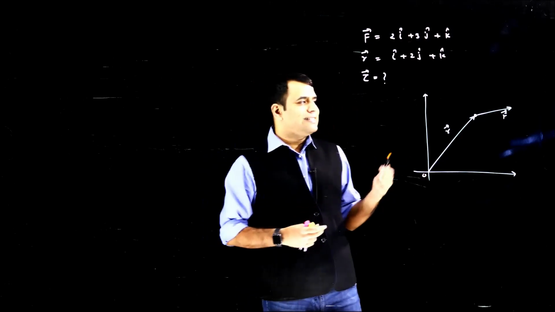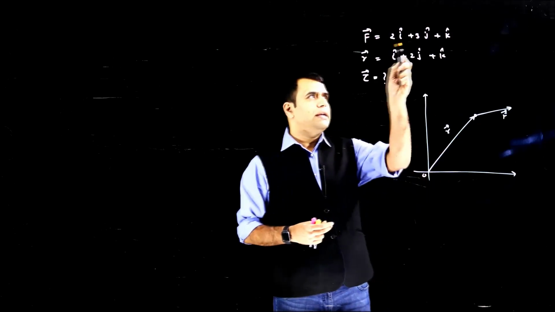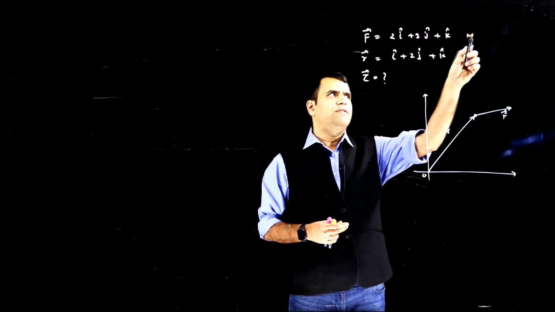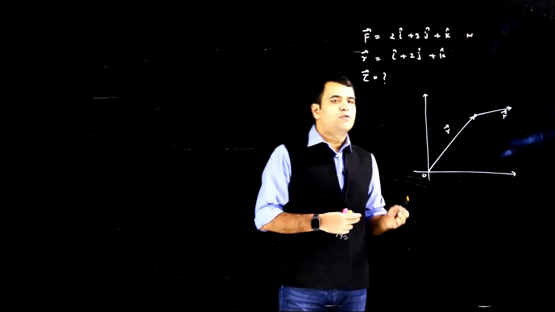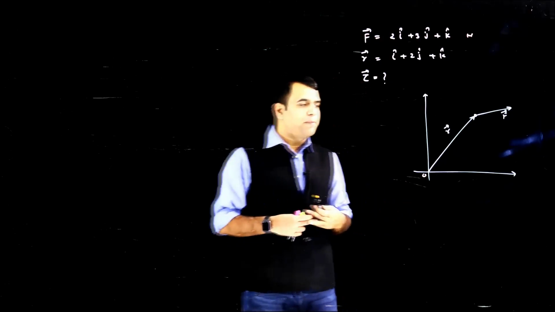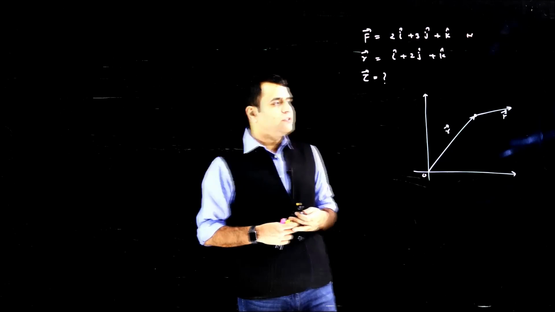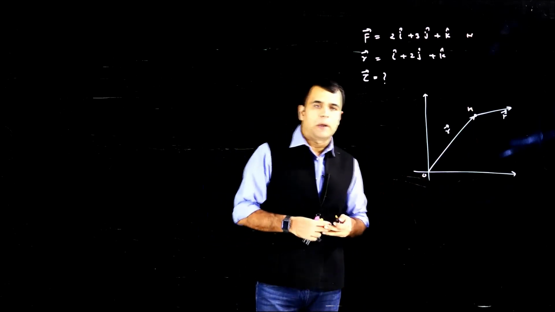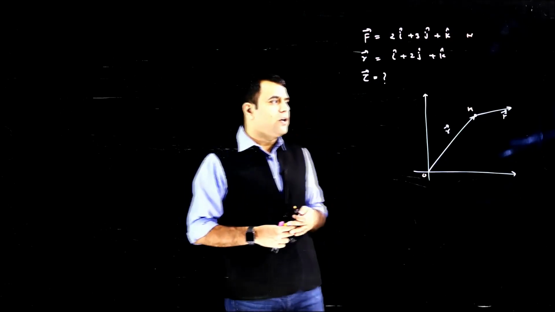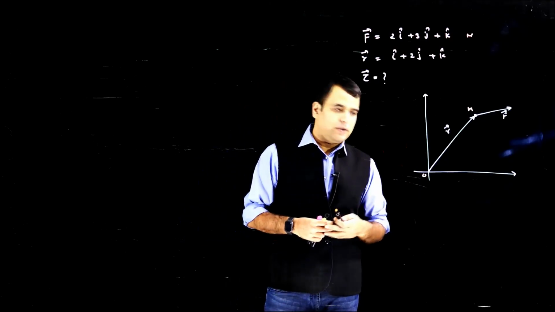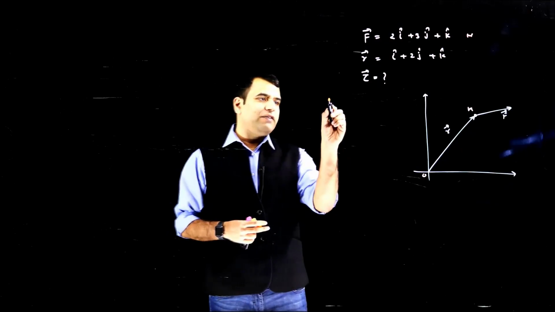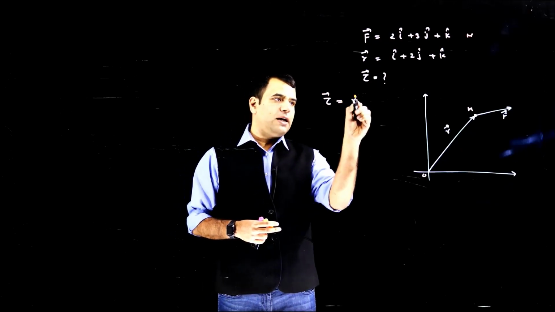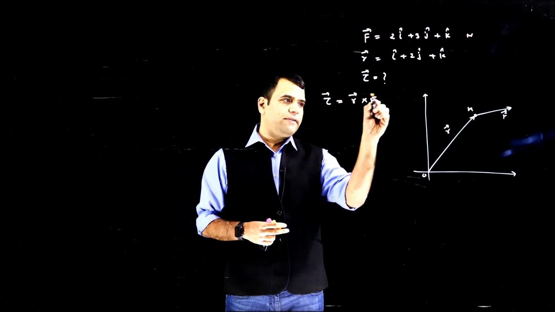And this point mass is experiencing a force F, which is 2I cap plus 3j cap plus k cap Newton, obviously. That much force this point mass is experiencing. And we have to calculate the torque experienced by this point mass with respect to the origin. We have the formula to calculate torque. That formula is R cross F.